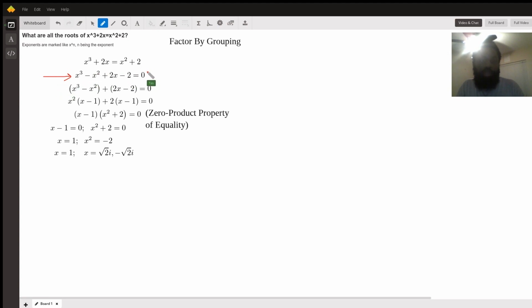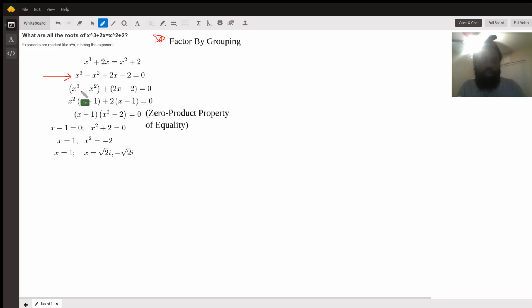Now we're going to apply something called factoring by grouping in order to factor this so we can find the roots. So we're going to group the first two terms plus group the second two terms equals 0. Now let's factor.